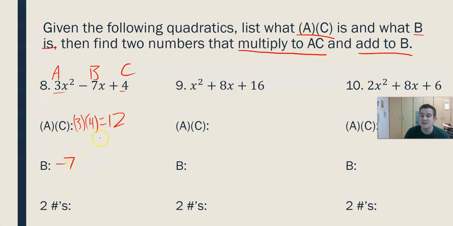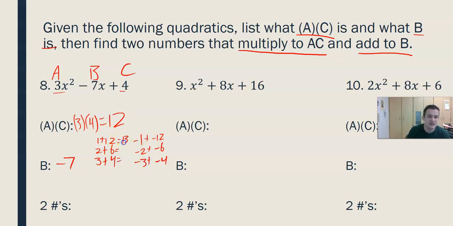So I'm going to make a list of all the factors of 12. So I have 1 and 12. I have 2 and 6. I have 3 and 4. And then I have -1 and -12, -2 and -6, -3 and -4. Those are all my factors of 12, because 1 times 12 is 12, 2 times 6 is 12, 3 times 4 is 12, and conversely with all of these negatives. So now I need to find out which of these pairs, when I add them together, is going to give me -7.